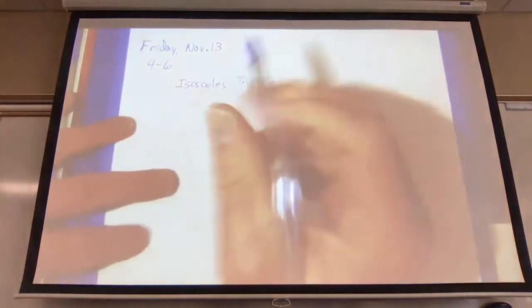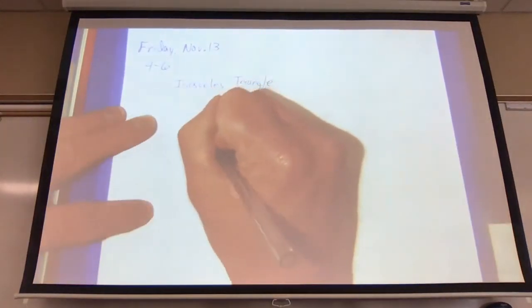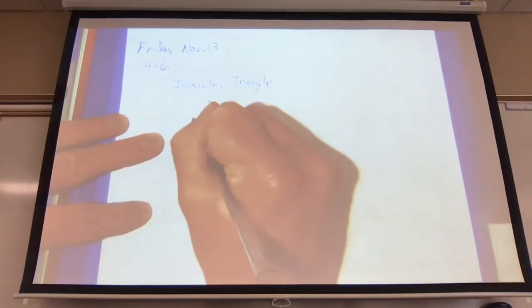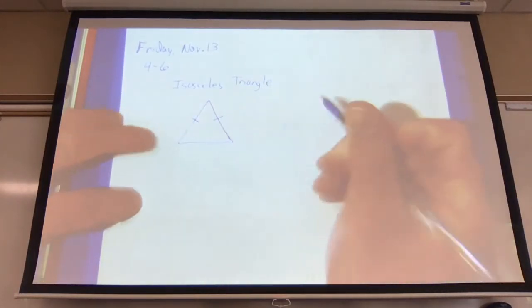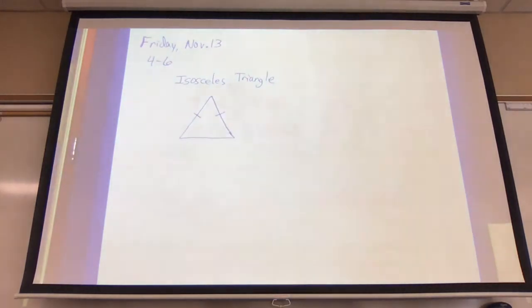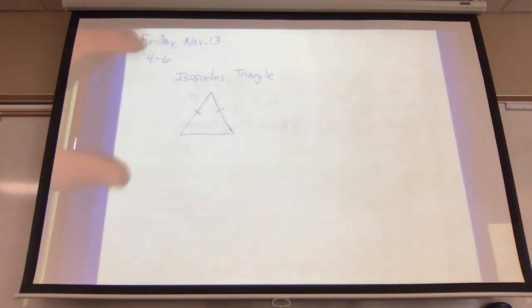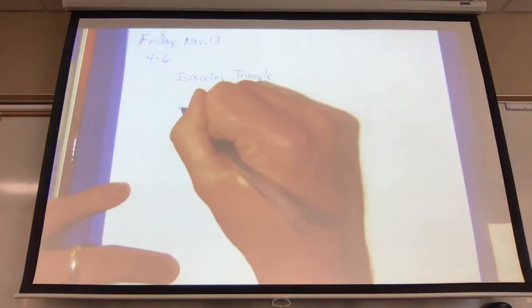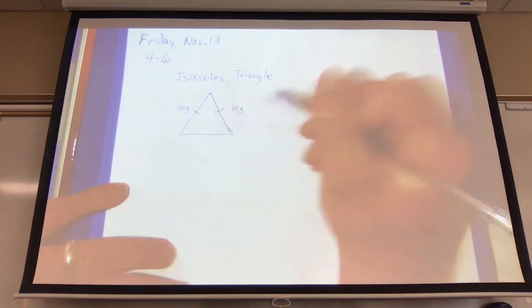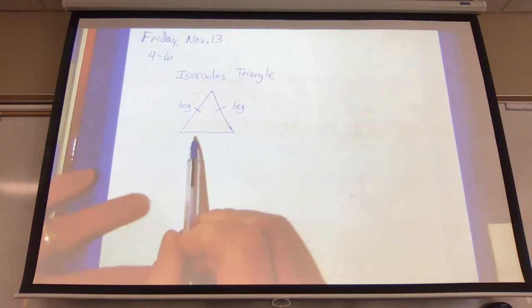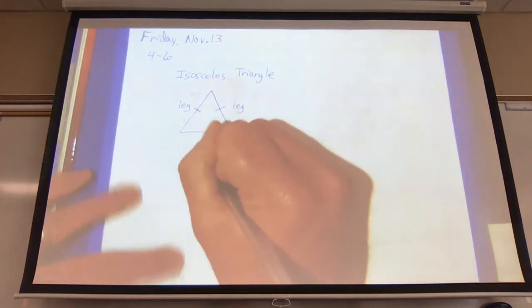Hopefully you remember back to section 1, an isosceles triangle is when two sides are congruent to each other on the triangle. So it's going to look something like this. And then there's some parts of the triangle that we need to know. On an isosceles triangle, the two sides that are congruent to each other, we call each of those a leg of the triangle. And then the side that's not congruent is called a base.